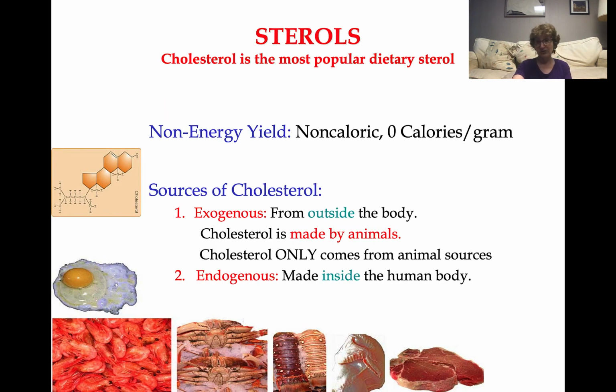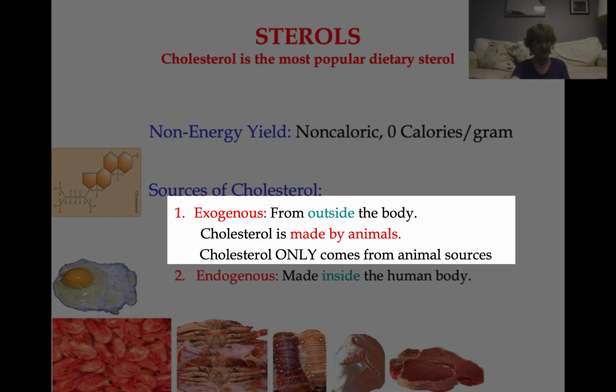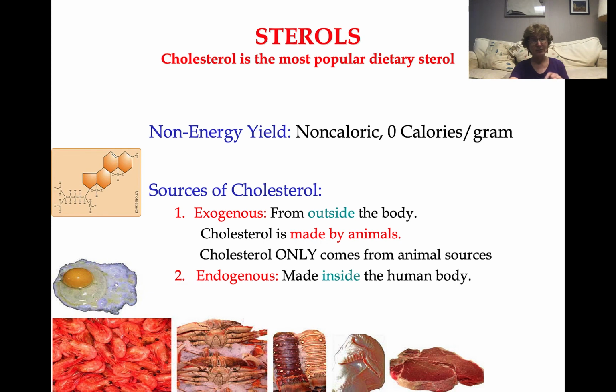Sterols are the 3rd member of the fat family, with cholesterol being the most well-known. Also do not provide calories. We get cholesterol from exogenous and endogenous sources. Exogenous means outside the body. So we get it from animal products. Cholesterol only comes from animal sources.